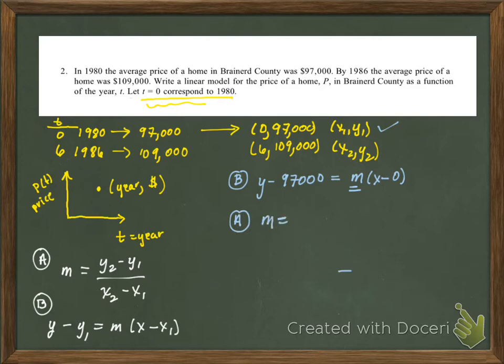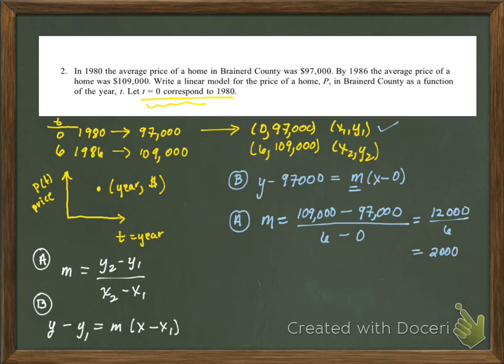So my slope is going to be the difference in the y's, so 109,000, that's my y2, minus my y1, which is 97,000, divided by the difference in my x's. So x2, which is 6, minus 0, which is x1. Alright, and if I work this out, I see the top becomes 12,000, and the bottom is 6, which, carrying out the division, I realize my slope is 2,000. So what that really means is my price of the home is increasing 2,000 per year.